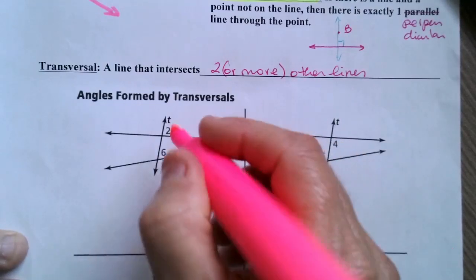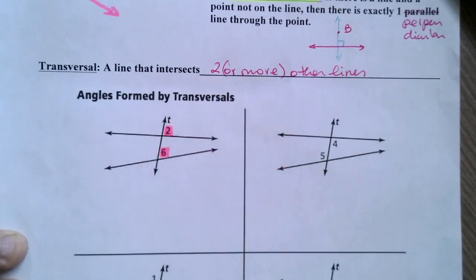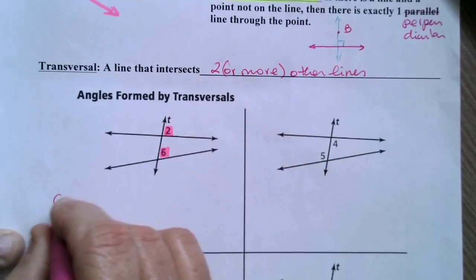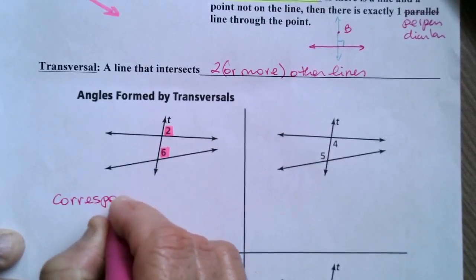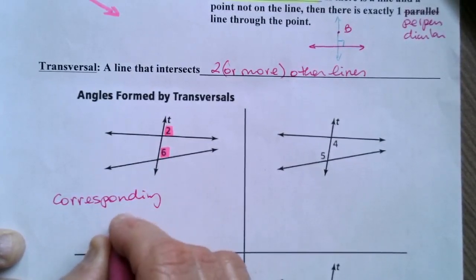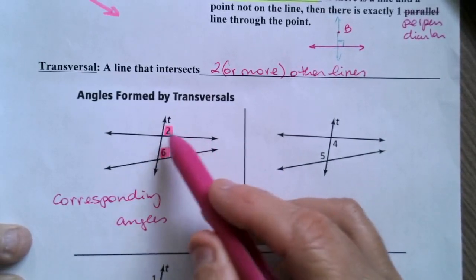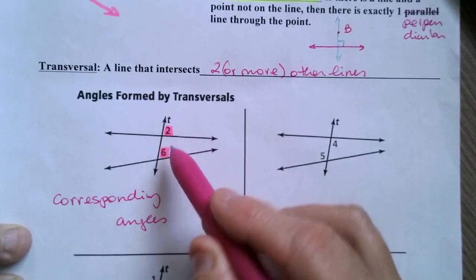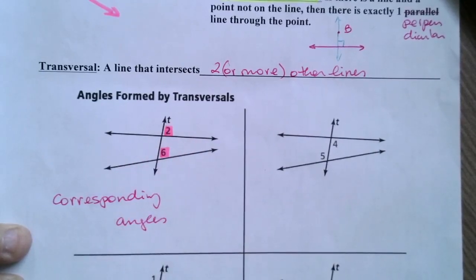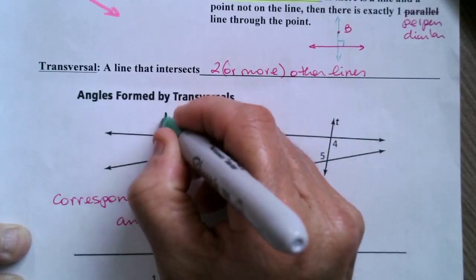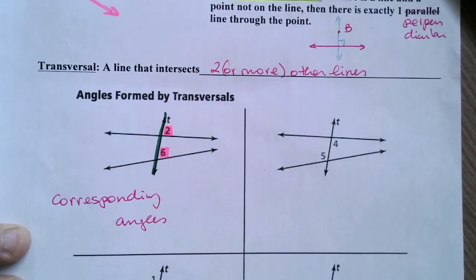So here I have these two angles, angle 2 and angle 6. We say that those angles are called corresponding angles. And they're corresponding because they're both above the two lines and they're both to the right of the transversal. So here this would be the transversal. The transversal cuts through those two lines.